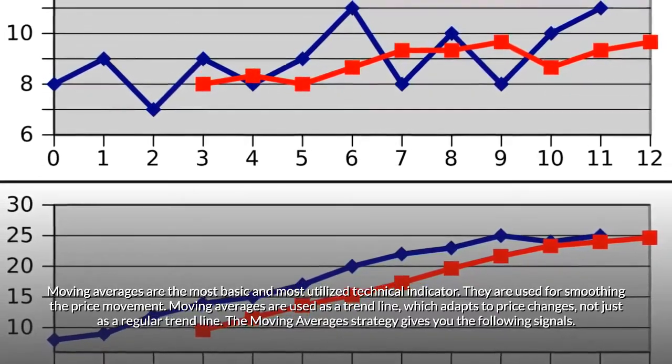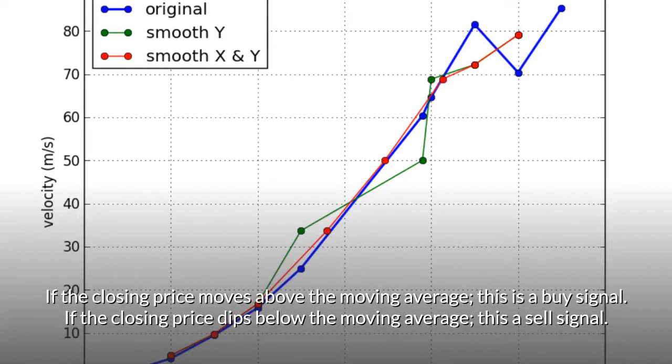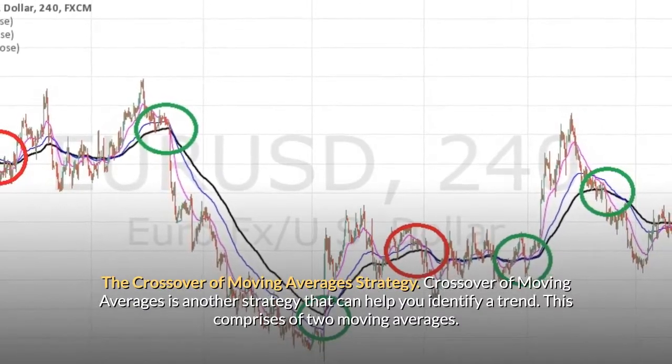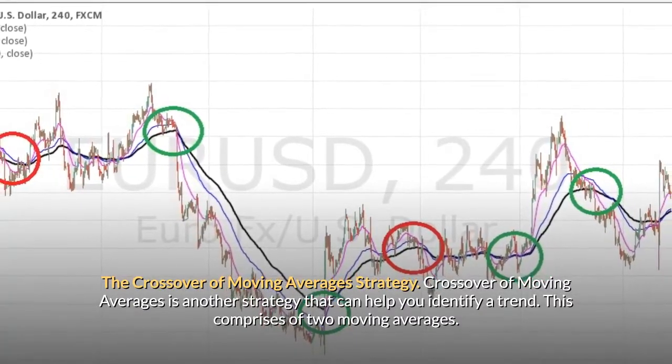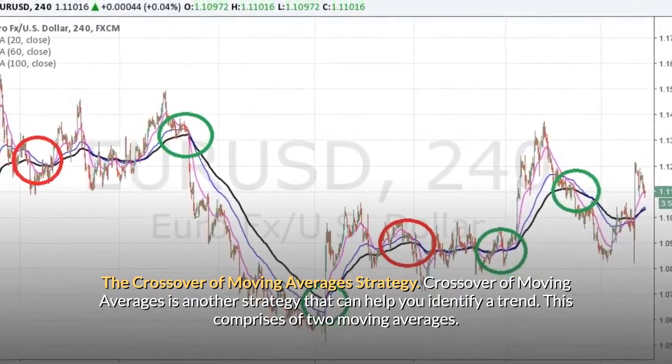The moving averages strategy gives you the following signals. If the closing price moves above the moving average, this is a buy signal. If the closing price dips below the moving average, this is a sell signal. The crossover of moving averages strategy. Crossover of moving averages is another strategy that can help you identify a trend.